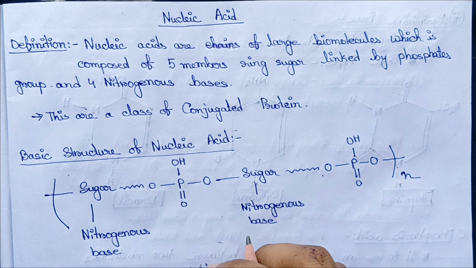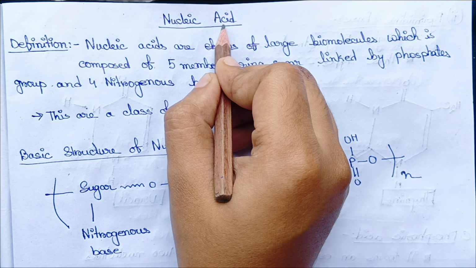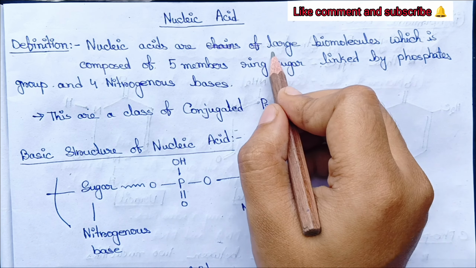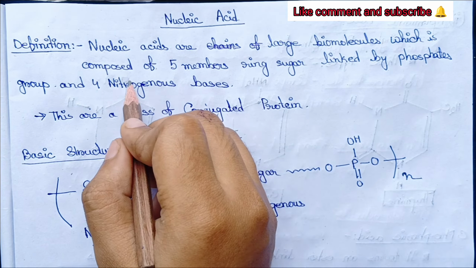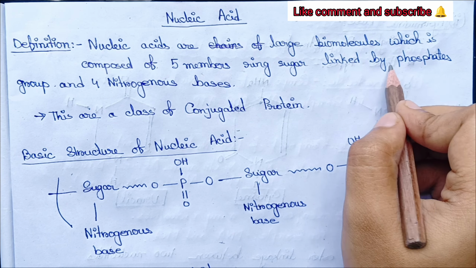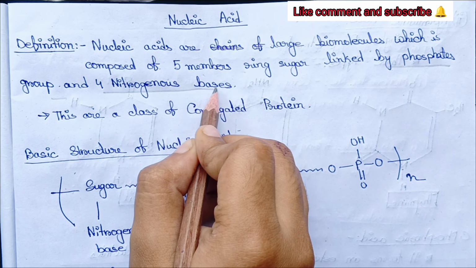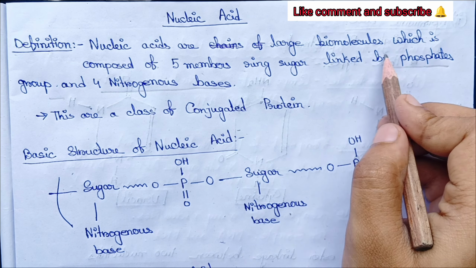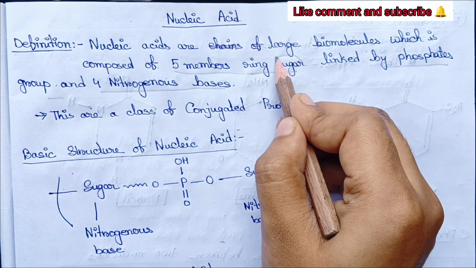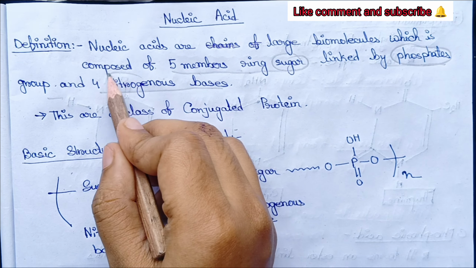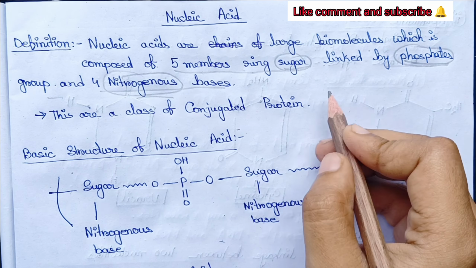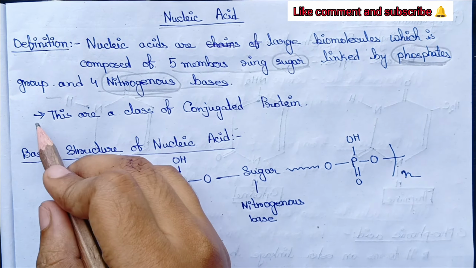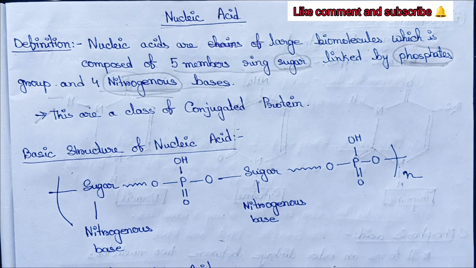So let's start. First, nucleic acid. What is nucleic acid? The definition of nucleic acid: nucleic acids are large biomolecules composed of a 5-member ring sugar linked by a phosphate group and a nitrogenous base. So, nucleic acid is a large biomolecule composed of 5-member ring sugar, phosphate group and nitrogenous base. When these three components bind with each other, they form nucleic acid. This is a class of conjugate protein.